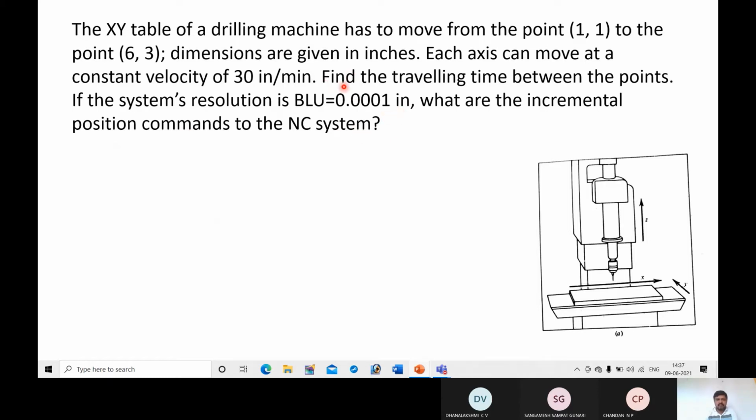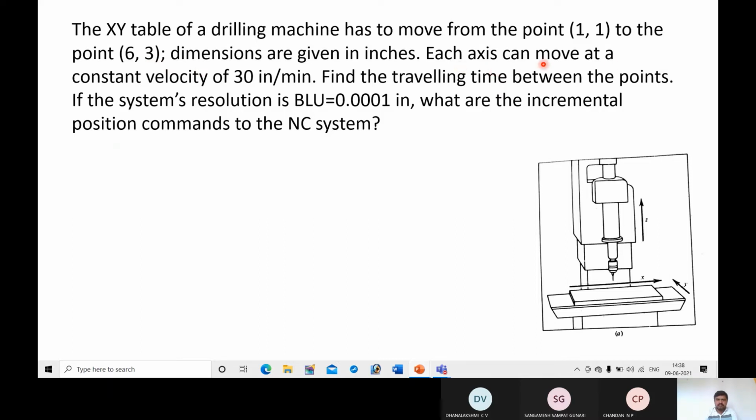Here we have some data regarding the initial point and the final point. It will start from 1,1 and it has to move to 6,3. So overall along the X axis it has to move for 5 inches, that means along X, 6 minus 1, 5 inches. Along the Y axis it has to move for 2 inches, 3 minus 1, 2 inches. Now we know the distance it has to travel along X and Y axis. Along X it is 5 inches, along Y it is 2 inches.